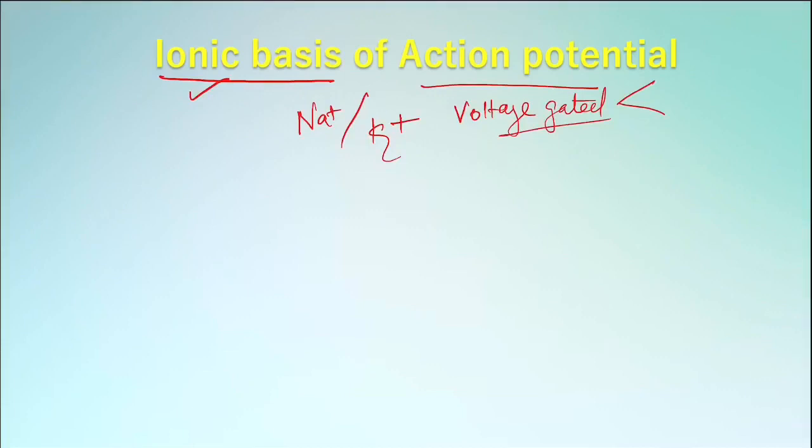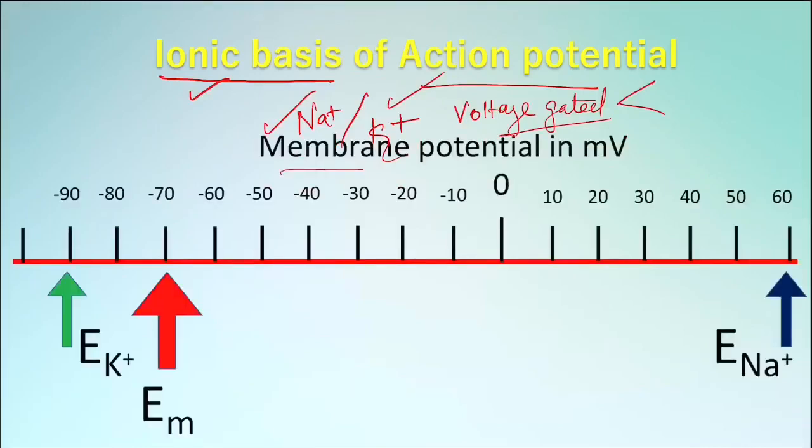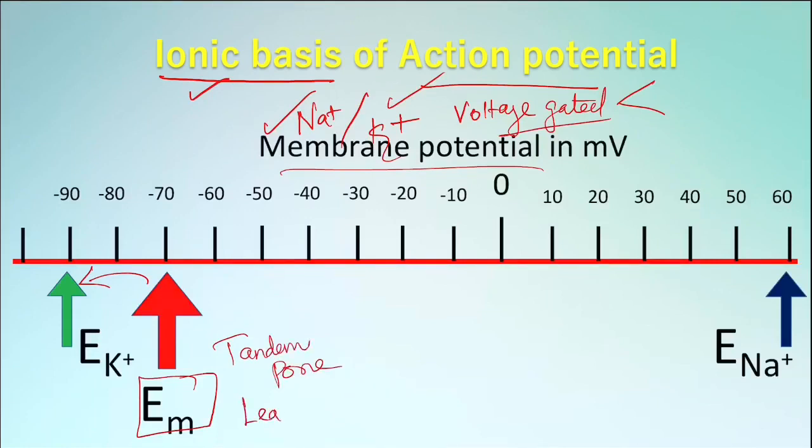The permeability of sodium and potassium are altered by opening and closing of voltage gated channels, which results in depolarization and repolarization. Resting membrane potential is close to the equilibrium potential of potassium since the tandem pore or the 2-pore potassium channels are open even at resting state. They are also called leaky potassium channels. They are not voltage gated and they are responsible for the negative membrane potential at rest.